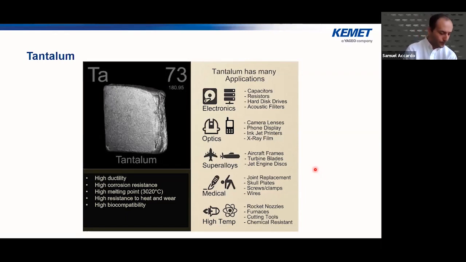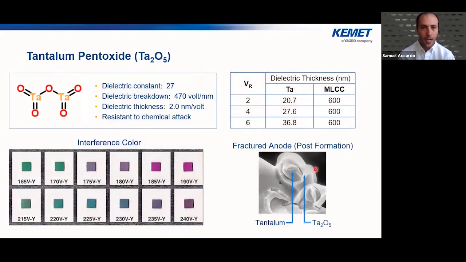Now, looking at the tantalum pentaoxide, that's the dielectric itself. One thing I mentioned earlier is that the dielectric constant is only 27. 27 is actually very low when you compare it to other types of capacitors. But the tantalum pentaoxide can be grown at very thin thicknesses, and that's where we get most of our capacitance, our CV values. These parts are very volumetrically efficient in part because of that.